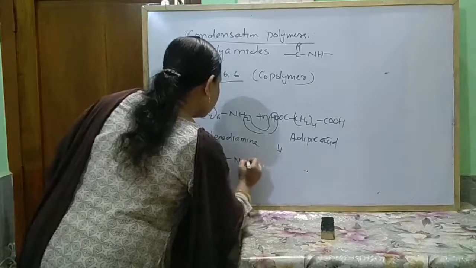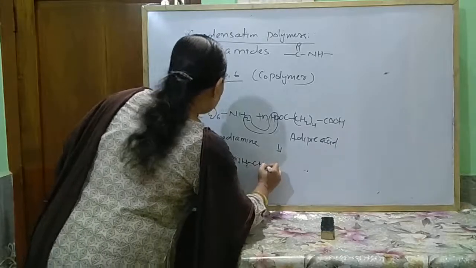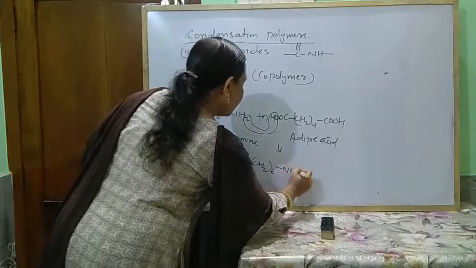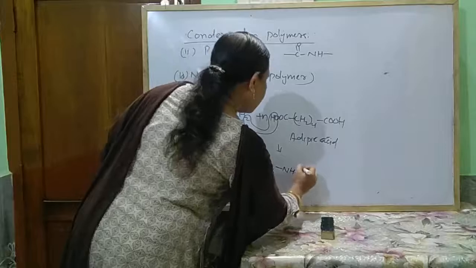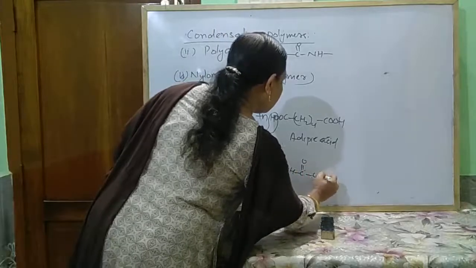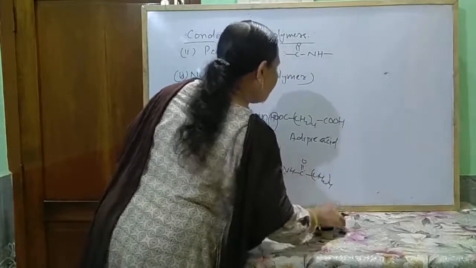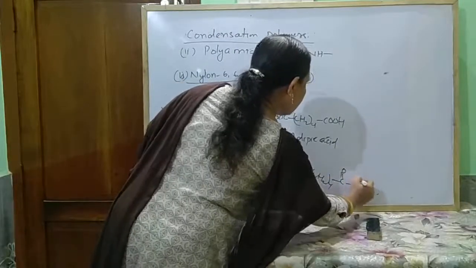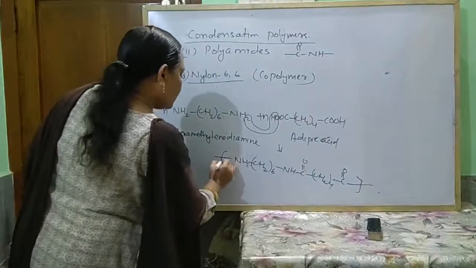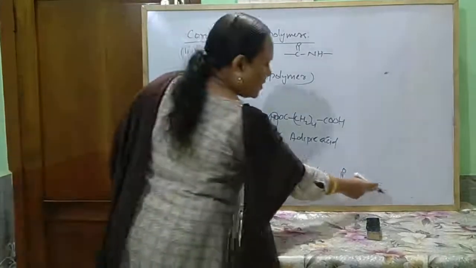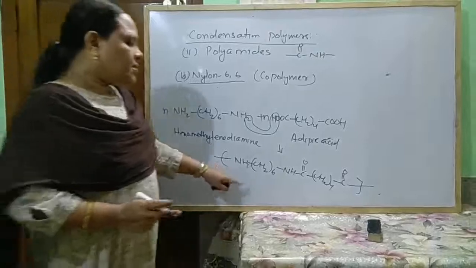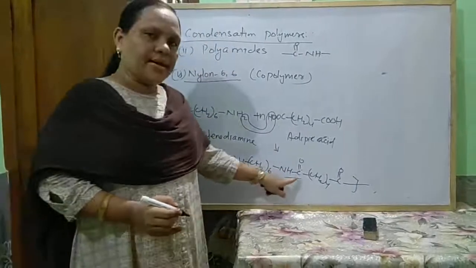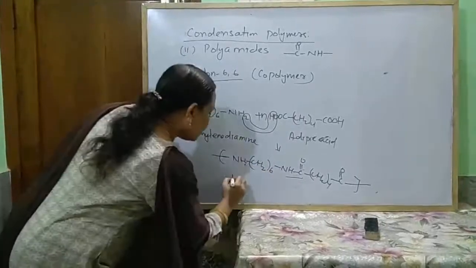NH, CH2 whole 6, NH, then CO, CH2 whole 4, CO, and here again CO, here again NH, like this. So there is an amide linkage. Look here, there is an amide linkage. This is called nylon 6,6.